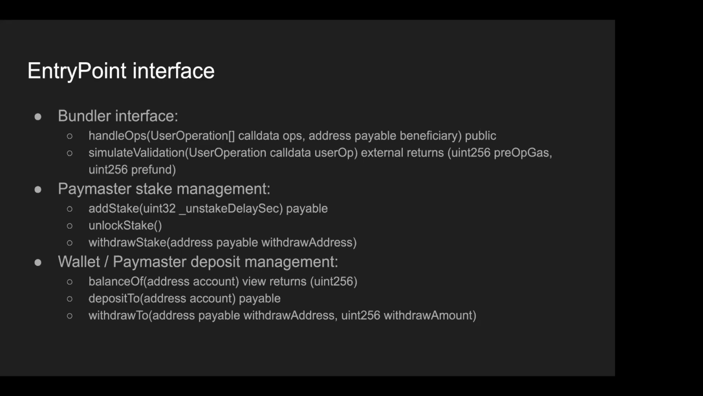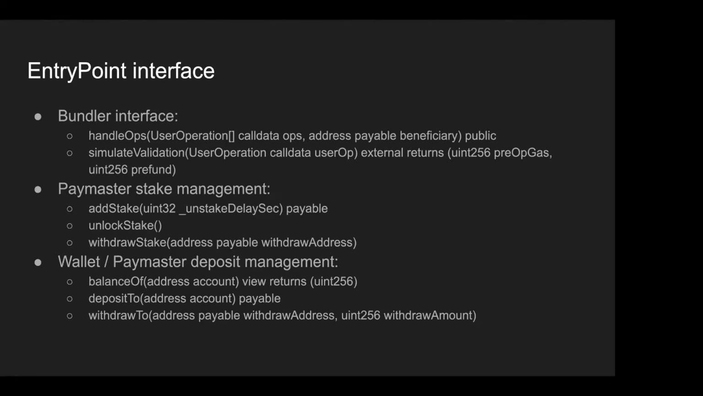So the paymaster needs to maintain a stake, which again I'll elaborate on later, which means that we need to have functions for managing the stake. This means being able to add a stake and say what the unstake delay is. And then there's the unlock stake for unlocking the stake. And once the paymaster unlocks the stake, it stops being a valid paymaster. And then after the delay, it can call withdraw stake in order to withdraw the stake.